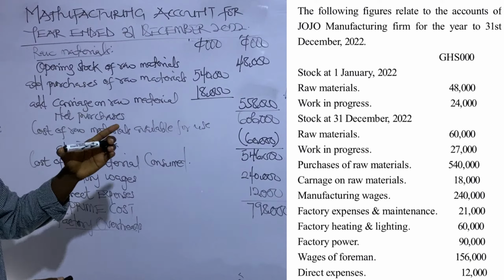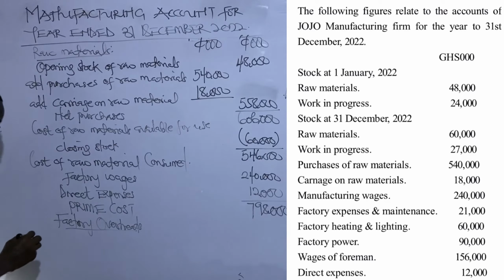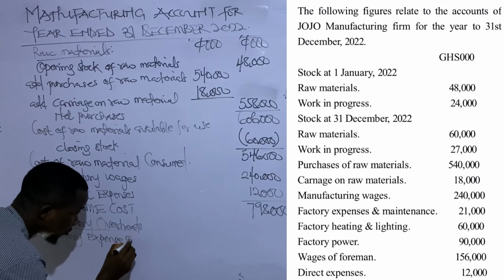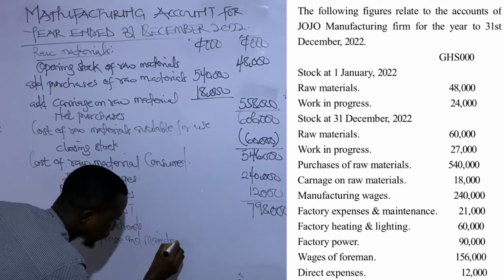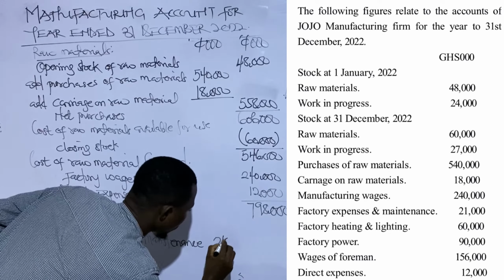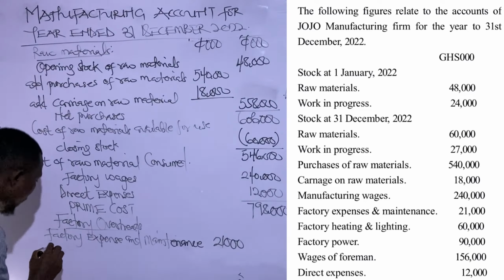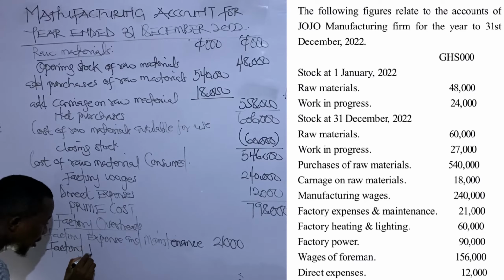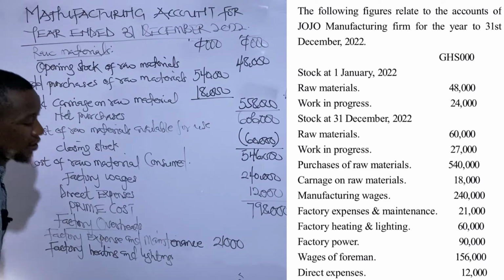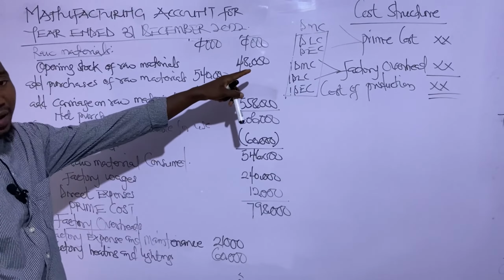By looking through this question, the first factory overhead we can see is the factory expense and maintenance, which is 21,000. The next factory overhead that we can see from the question is factory heating and lighting. This is another factory overhead, and the amount from the question is 60,000. Good. So let's clean this portion and continue from here.